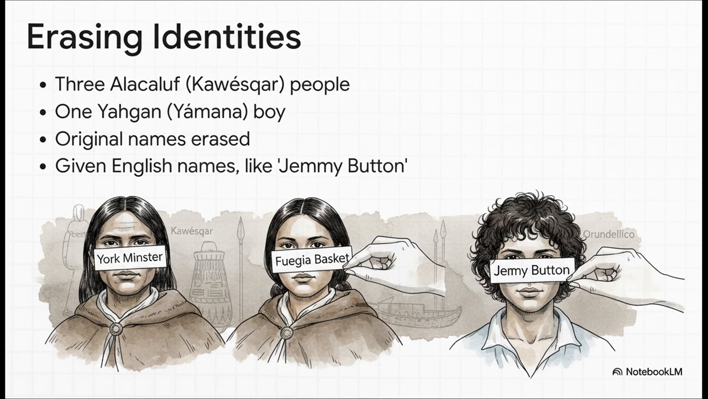These weren't just some anonymous savages. They were real people from distinct groups, the Kawaiskar and the Amana. But their real names? Gone. Replaced with English ones, like Jemmy Button. Names that made them sound more like characters in a story than actual human beings.